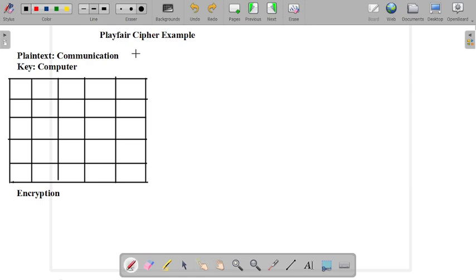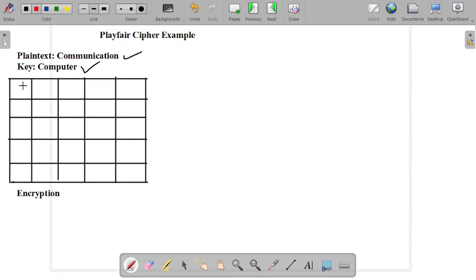In the given example, our plaintext is communication and our cipher key is computer. So how can we convert our plaintext to ciphertext? First of all, we need to identify the 5 by 5 Playfair matrix and put all the characters given in the key into our 5 by 5 matrix.